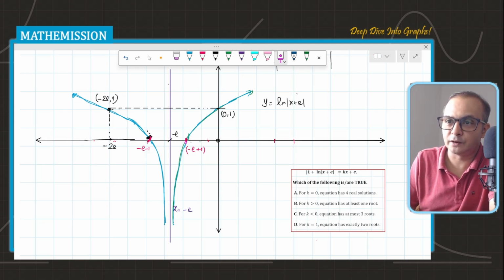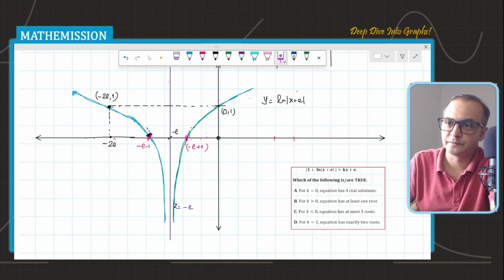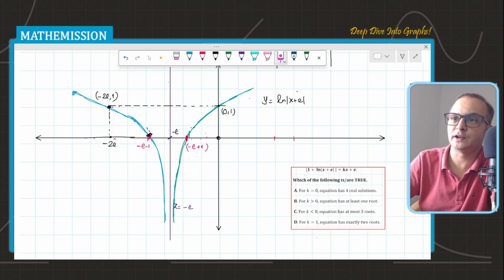Means -e plus 1 is on the x-axis. When you're shifting 1 unit above this entire graph, this value will go there. So at negative e plus 1, I will have now the value 1. And this value, the 0, 1, will be shifted to 0, 2. So let's try to again shift this entire graph. It means when we shift it, this will go there, and the 0, 1 will go there at 0, 2. So how the shifting will happen?